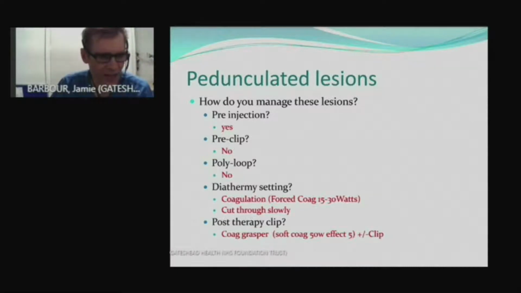diathermy settings, coagulation. Don't use endocut on stalks. You need to slow cook that through so you don't get any bleeding. And using your assistant to cut through, or you can hold the snare yourself, but it's got to be slow, and that takes a little bit of subtlety in talking to the assistant. And what I tend to do is I use a coag grasper if I see any big vessels, and coag the vessel straight on, plus or minus a clip. And there's some evidence that using a clip following a therapy of a pedunculated polyp greater than 15 to 20 mils reduces the rebleed rate.